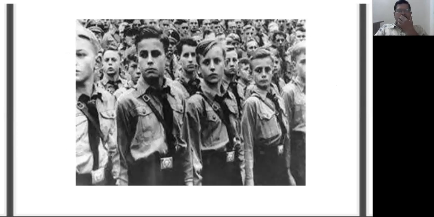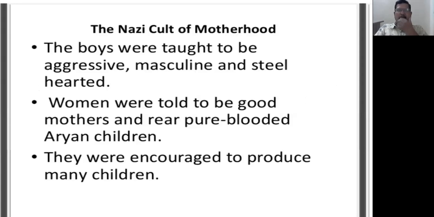See, this is a picture I collected. The Nazi cult of motherhood. Now, coming to the role of women, this is very important. You will get questions for the exams. Role of women. The boys were taught to be aggressive, masculine, and steel hearted. They should not be soft hearted. They should be very tough.